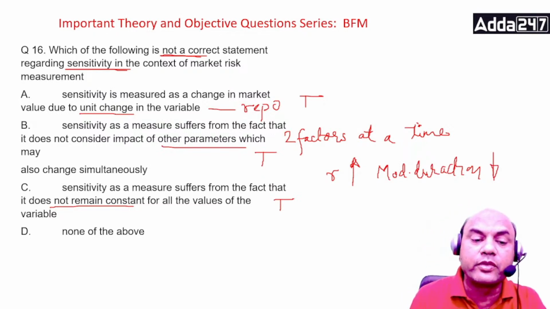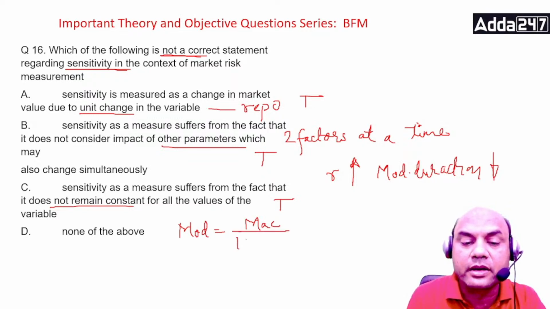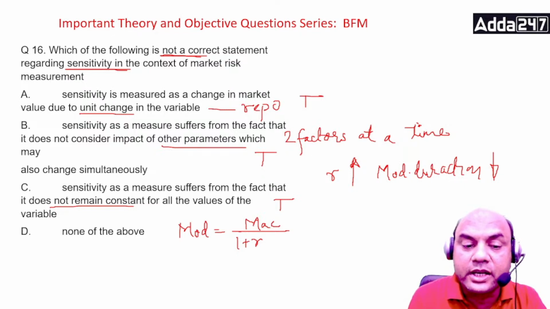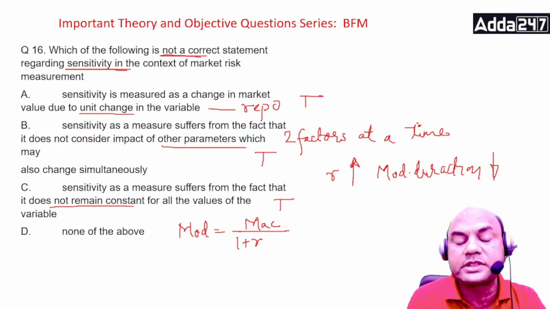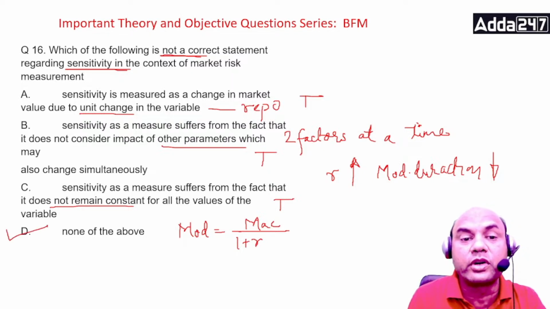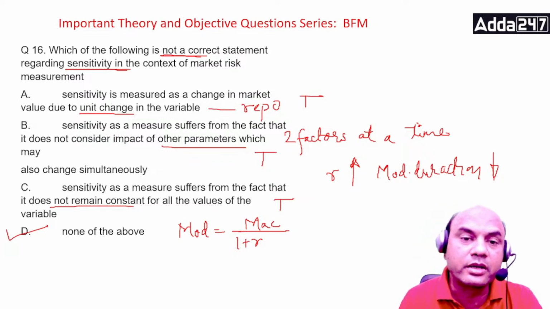What is the formula for modified duration? Modified duration equals Macaulay's duration upon 1 plus r. So as r goes on increasing, the modified duration goes on decreasing. So the correct answer is D, none of the above, because we want a false statement. Got it?